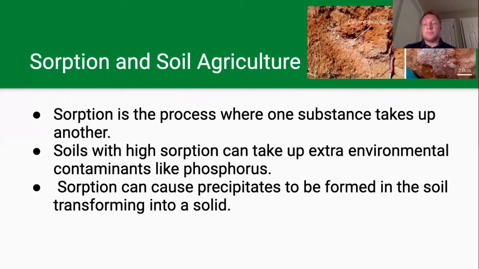Absorption in soil agriculture. Soils can capture different nutrients with ions. Absorption is the process where one substance takes up another. Soils with high absorption can take up extra environmental contaminants like phosphorus. Absorption can cause precipitates to be formed by nutrients or chemicals in the soil, transforming them into a solid.